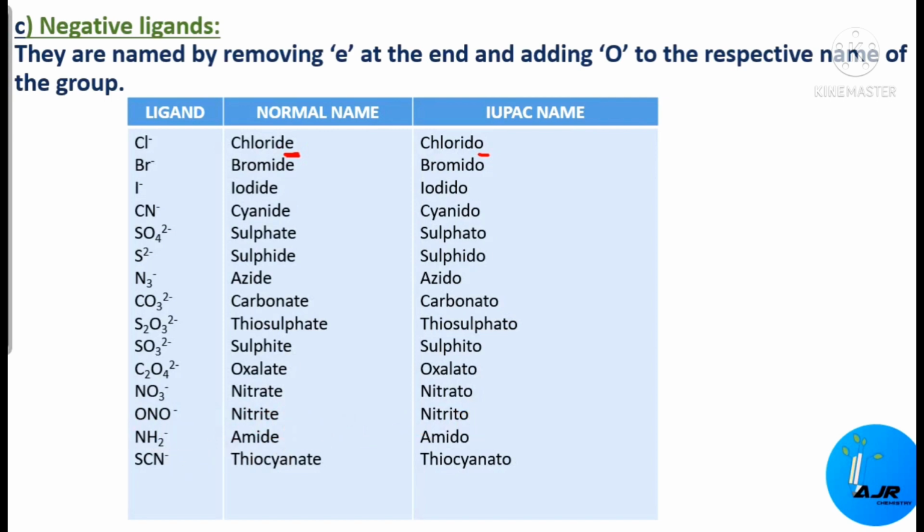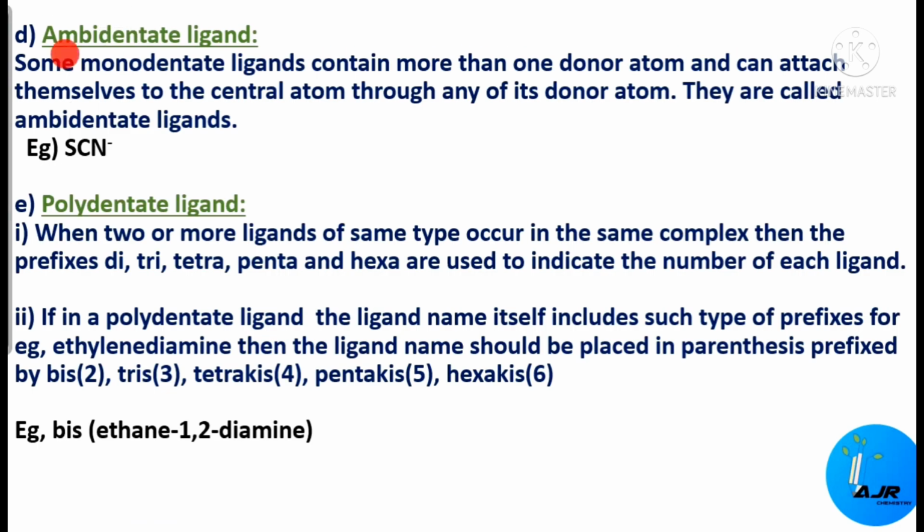Then NH2 minus is amide. The normal name is amide, but instead of amide, we will be writing amido in the IUPAC naming of coordination compounds, if NH2 is there. Understood. Then NCS minus, thiocyanate, thiocyanato. Understood. This is how you should write the names of the negative ligands while naming coordination compounds by IUPAC nomenclature. Understood, students? Here, the next type of ligand is the ambidentate ligand.